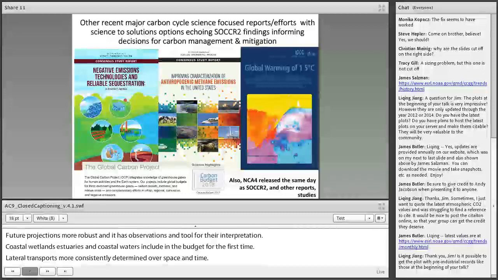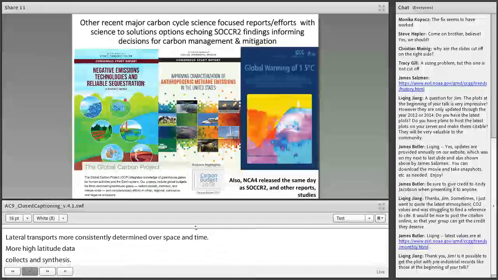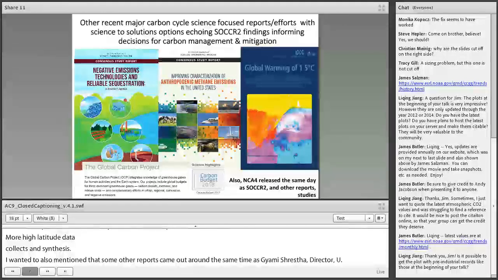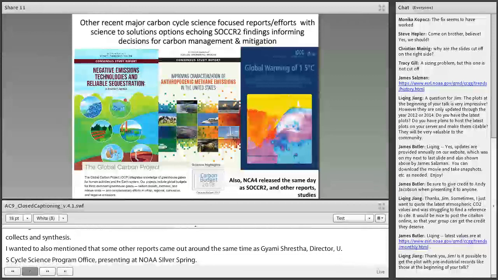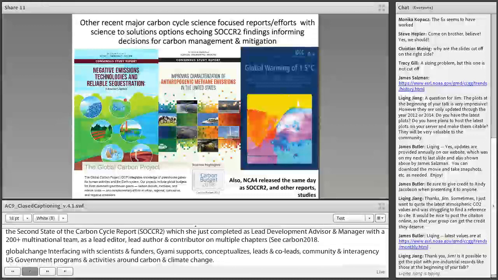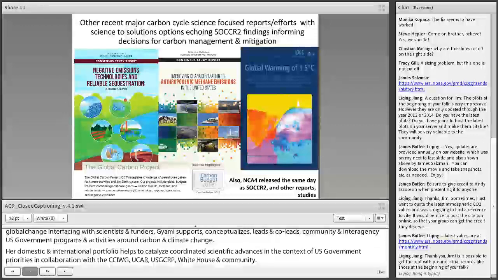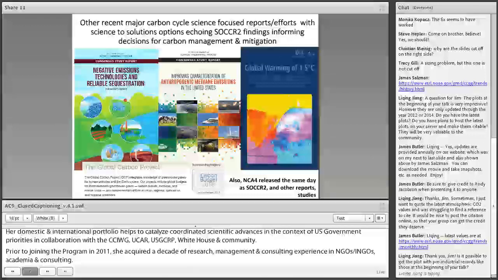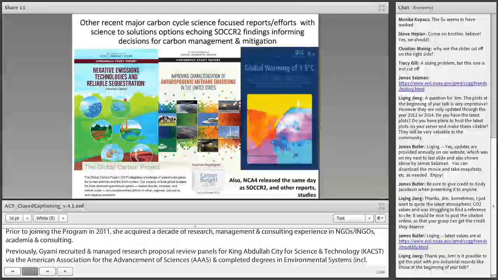I wanted to also mention that some other reports came out around the same time as SOCCR2, such as the negative emissions report from the National Academy of Sciences, the improving characterization of anthropogenic methane emissions report, also from the National Academy of Sciences, the IPCC 1.5 degrees Celsius report, the global carbon budget produced by the Global Carbon Project folks, and of course the National Climate Assessment. All of these reports and many other studies echo many of the SOCCR2 findings, informing decisions for carbon management and mitigation. Speakers in this series on the following Tuesdays will go through some of these key findings that are echoed by other studies also. Next slide. Closing thoughts.